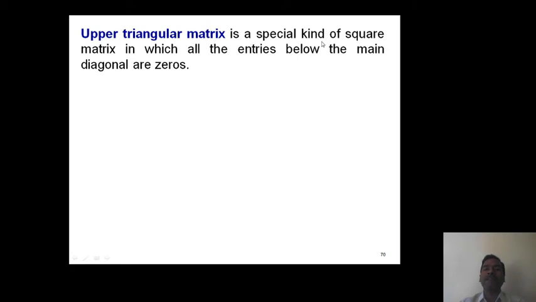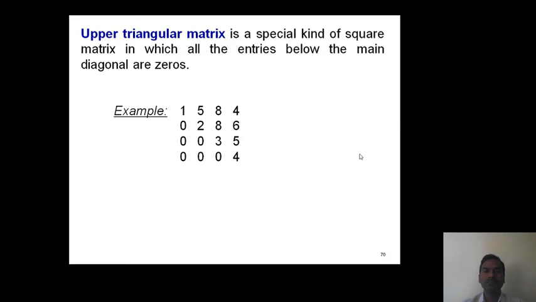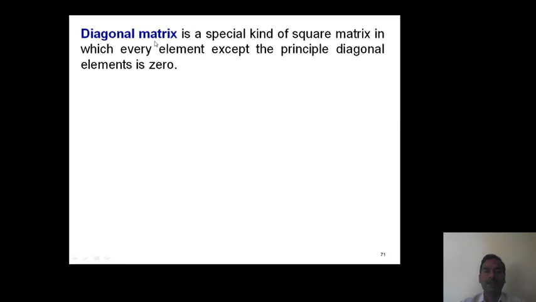An upper triangular matrix is a special kind of sparse matrix in which all the entries below the main diagonal are zeros. This example. So this one is the main diagonal elements. So below this all elements are zeros. Another special matrix, diagonal matrix. It is a square matrix in which every element except the principal diagonal elements is 0. So here diagonal elements are non-zero elements and all remaining elements are zeros.